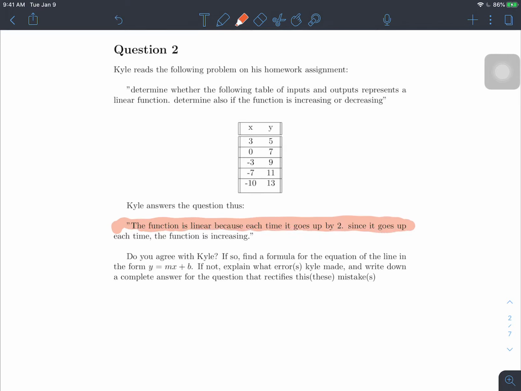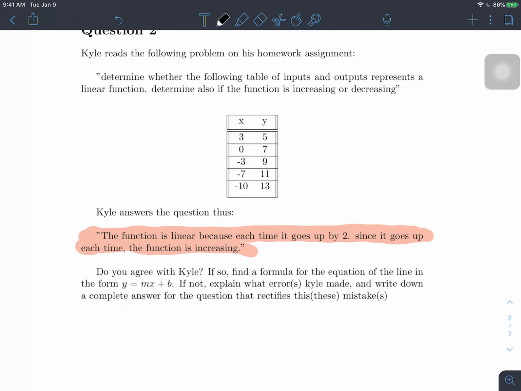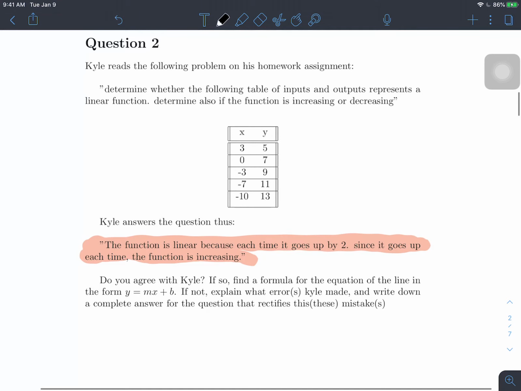He says that it is linear because each time it goes up by 2. Since it goes up each time, the function is increasing, and we're supposed to evaluate whether or not Kyle did a good job on this problem. Okay? So the first thing that I want to point out is this reasoning is already a little bit suspect. Each time it goes up by 2 is not a very specific statement. Okay, I think we can do better than that.